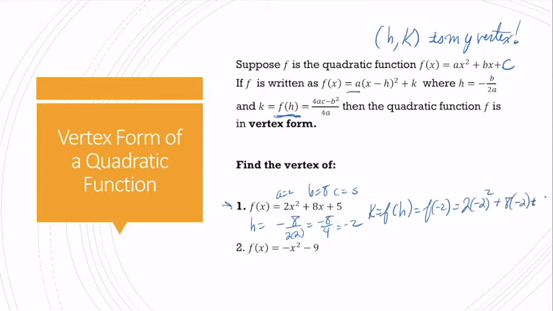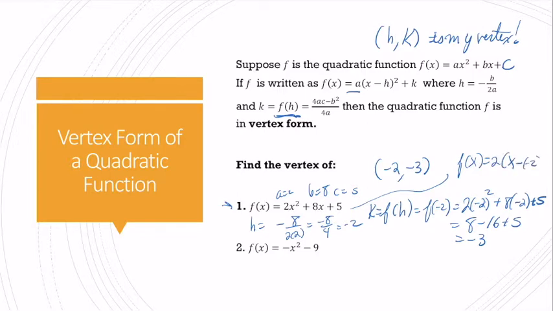2 times 2 squared is 4. 4 times 2 is 8. Minus 16 plus 5. I'm going to get negative 3. So my vertex is when h is negative 2, y is negative 3. So I could rewrite this function in vertex form. I could have f of x equals 2 times x minus a negative 2 squared minus 3. That would be the vertex form of this function.